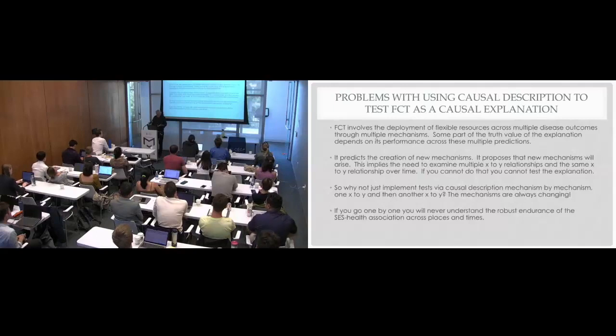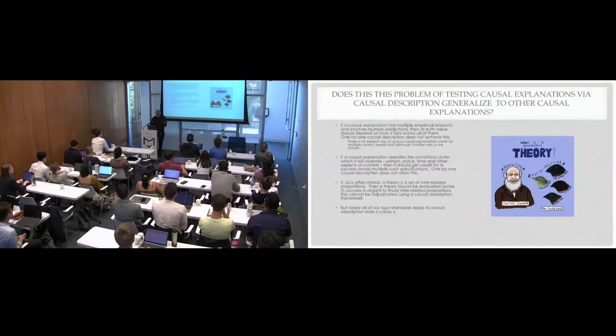So why not just implement tests via causal description, mechanism by mechanism, one X to Y, then another X to Y? The reason is that mechanisms are always changing. If you go one by one, you'll never understand the robust endurance of the SES association across places and time. You wouldn't have been able to predict what would happen with COVID. You wouldn't have experienced it yet.